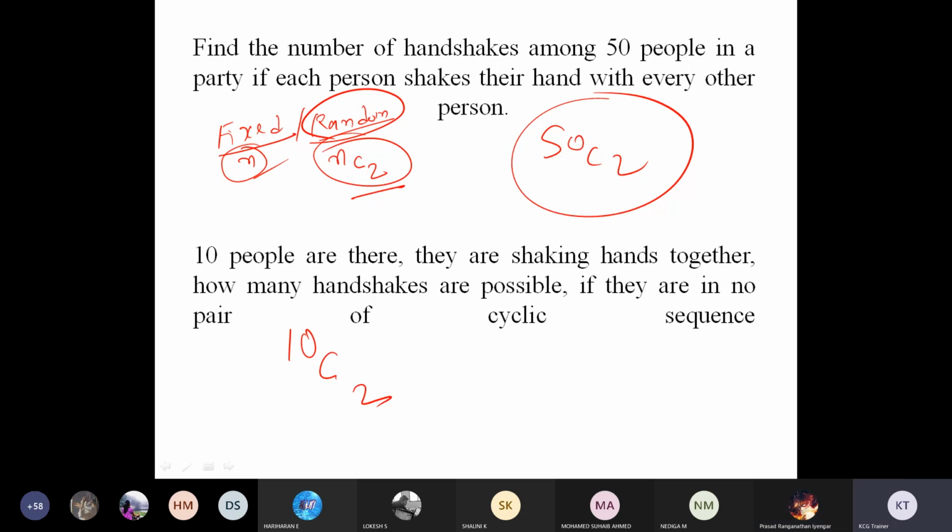If they tell you that they are in a pair of cyclic sequence, the people are around in a circular way. That means they are not movable. They can give handshakes only to the neighbors. So then the answer becomes only 10. But as it is mentioned, no pair of cyclic sequence, that means they are not in a cycle, so they are moving.